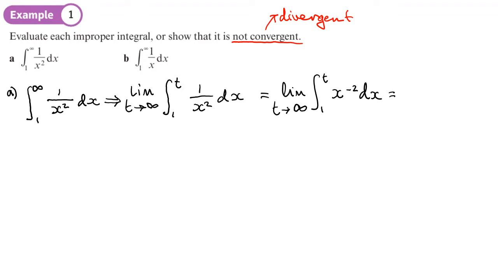So x to the power of negative 2 integrated, well, we'll add 1 to the power, divide by the new power. So this becomes the limit as t approaches infinity of, so what we're going to evaluate now is negative x to the power negative 1, and our limits are 1 and t. So next step, maybe let's write this in a form that's easier to understand.